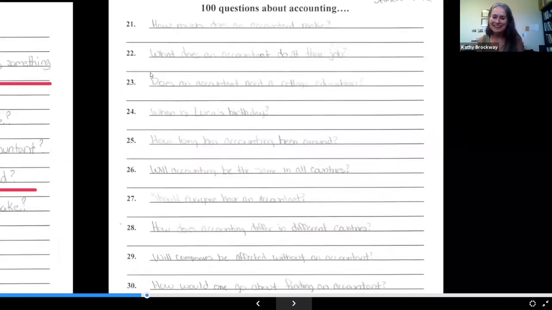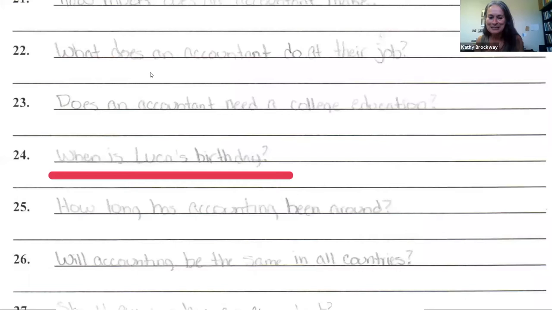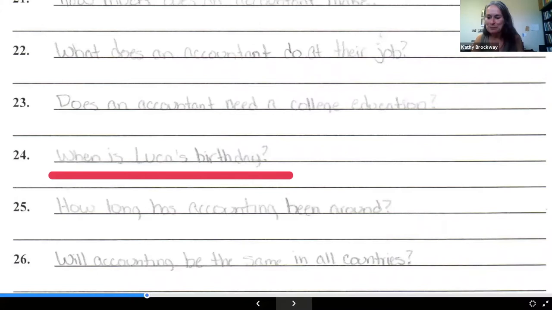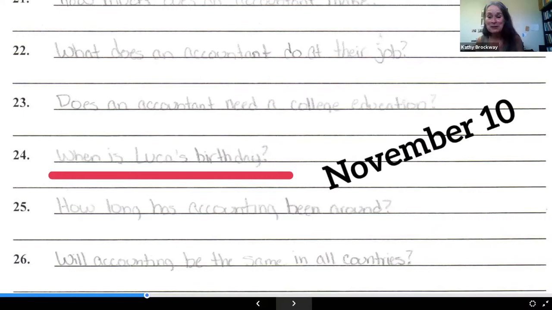Luca Pacioli is the father of accounting, and my students know that. And so someone asked when his birthday was, if you are wondering. It's in November, and yes, we will be celebrating. And so I take the opportunity to talk about Luca Pacioli. It's a very historical event. And so we will be discussing the history of accounting.